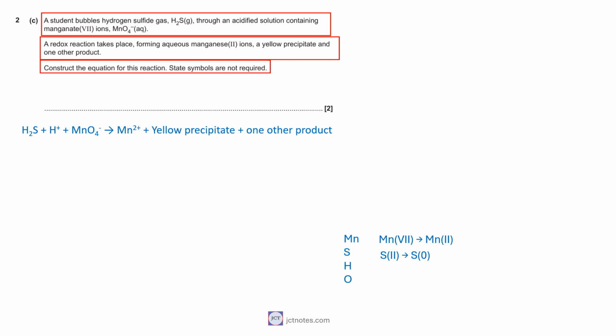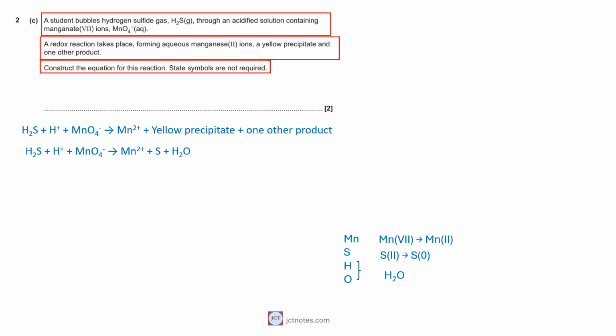In the hydrogen sulfide, the sulfur has an oxidation number of -2, that could be oxidized to elemental sulfur, with an oxidation number 0 and forming a yellow precipitate. As we have a redox reaction with oxygen and hydrogen atoms, it is probably that the other product formed is water. We can suspect that the reaction is hydrogen sulfide plus protons and permanganate ions producing manganese 2 plus sulfur plus water. We need to adjust the equation.